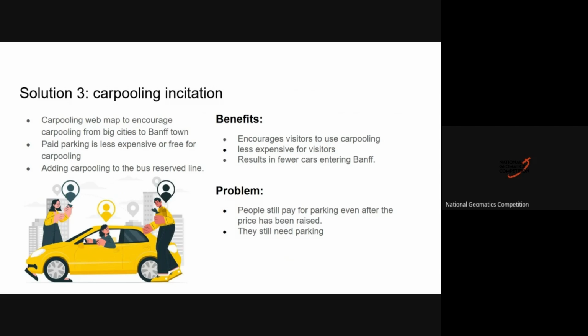The benefit of this solution is that it's going to be less expensive for the visitors and fewer cars would enter Banff. The problem is that people still pay for parking even though the price is rising and it's pretty expensive. They don't really care to pay, and the carpoolers will still need to park somewhere.